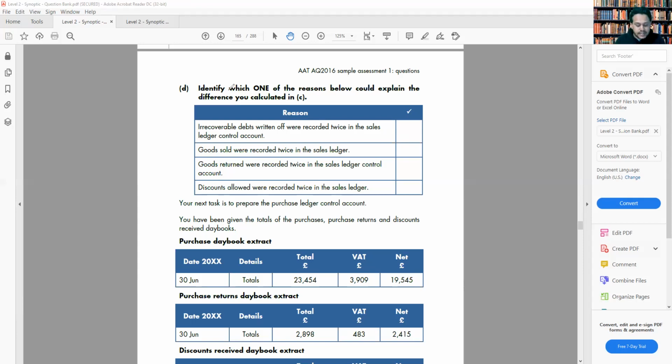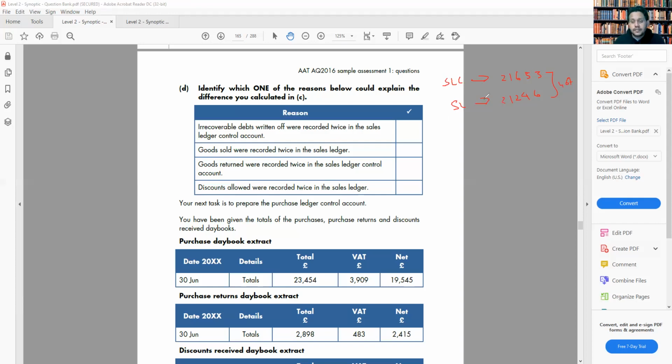Now from the last question we can see our sales ledger balance was 21,246 and the sales ledger control balance was 21,653. So sales ledger control was 21,653 and the sales ledger was 21,246. That was the difference, 407. Now we have to find the reason. The question is why it is not matching, why the difference?